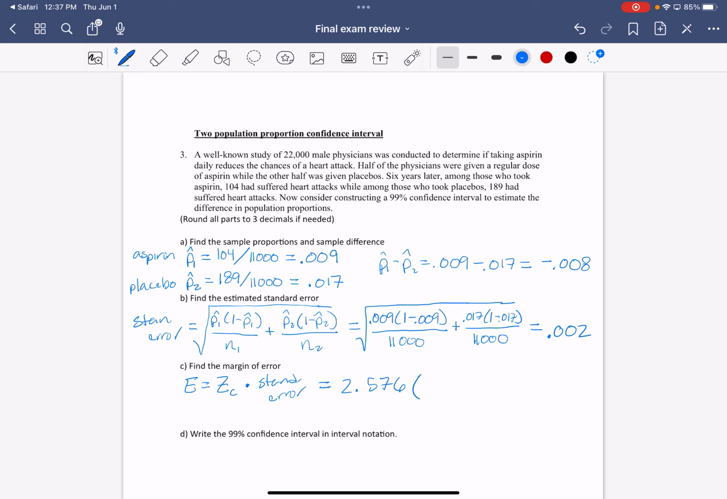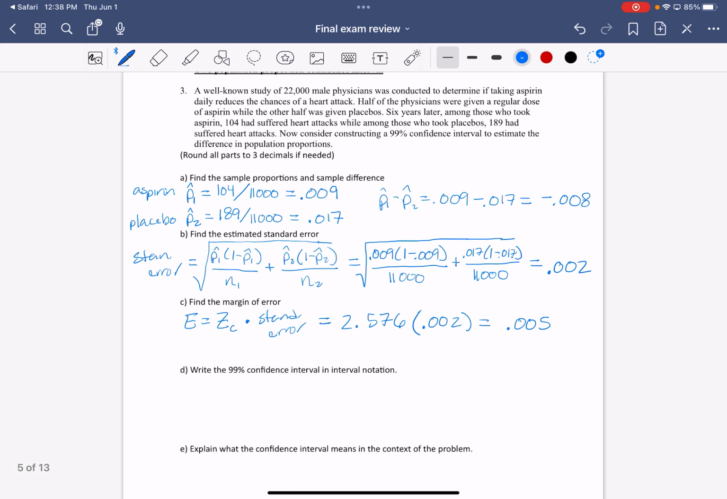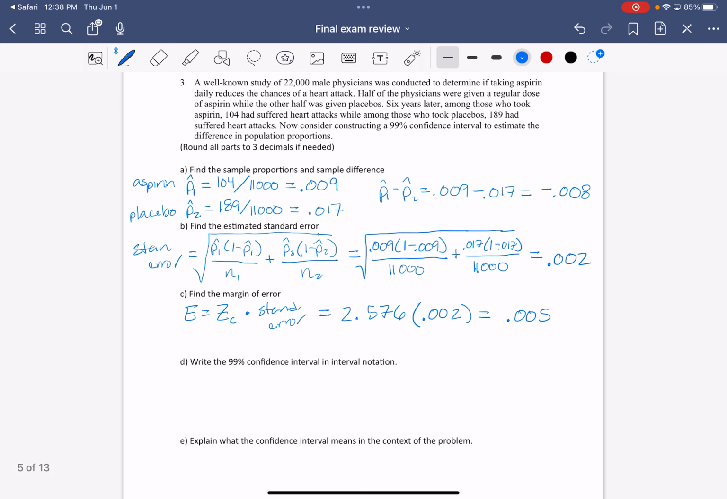Times the estimated standard error we just found in the previous step, which is 0.002. Multiplying that together, rounding to 3 decimals, is 0.005. Any questions so far?